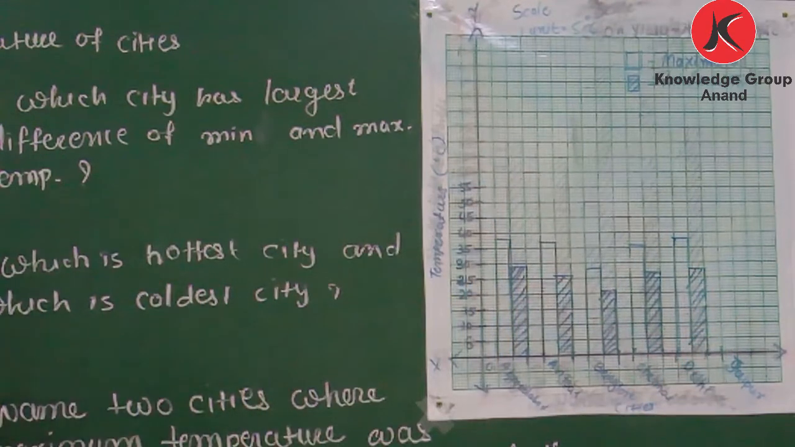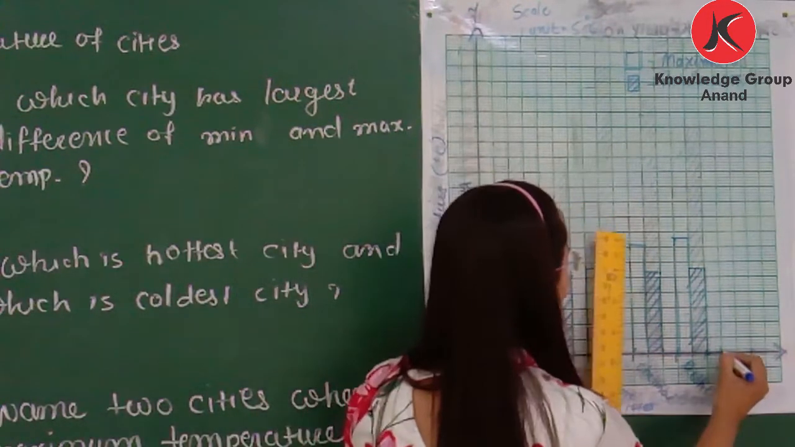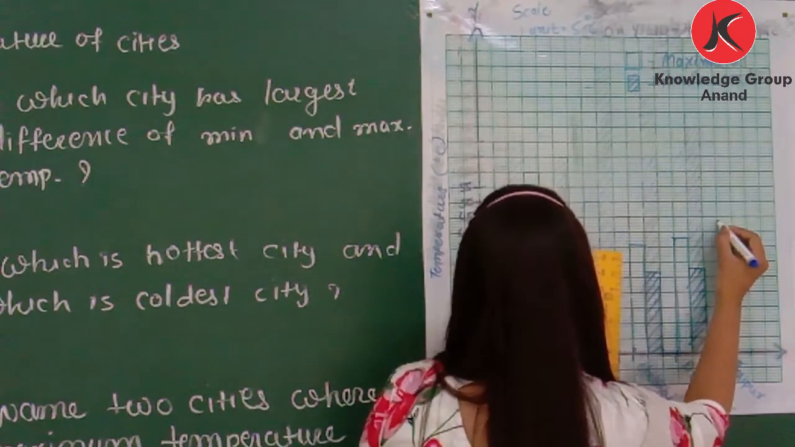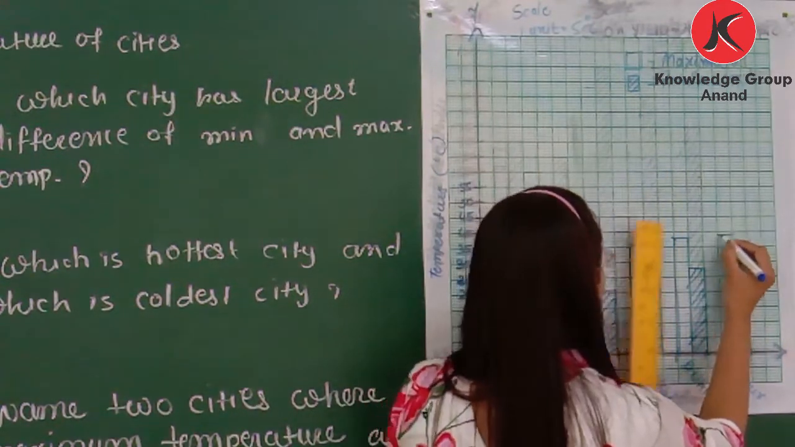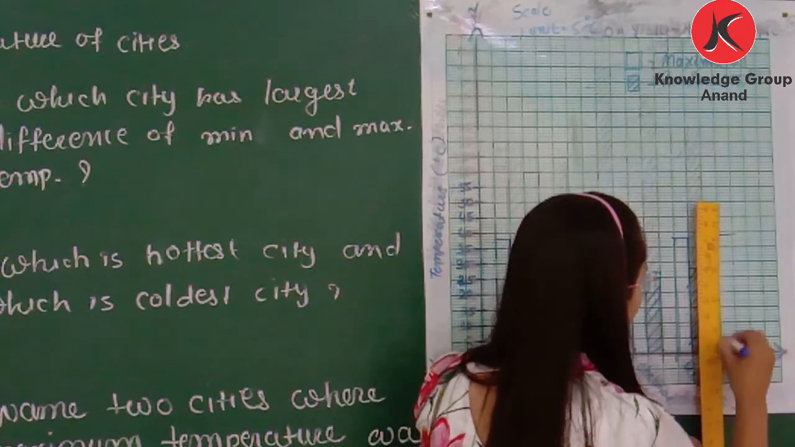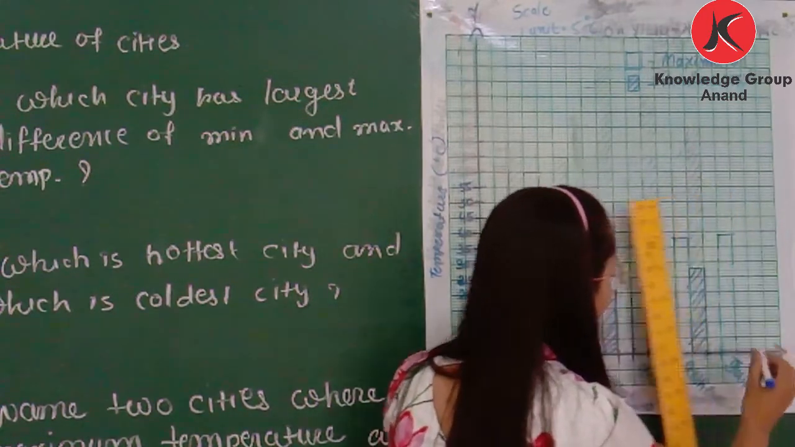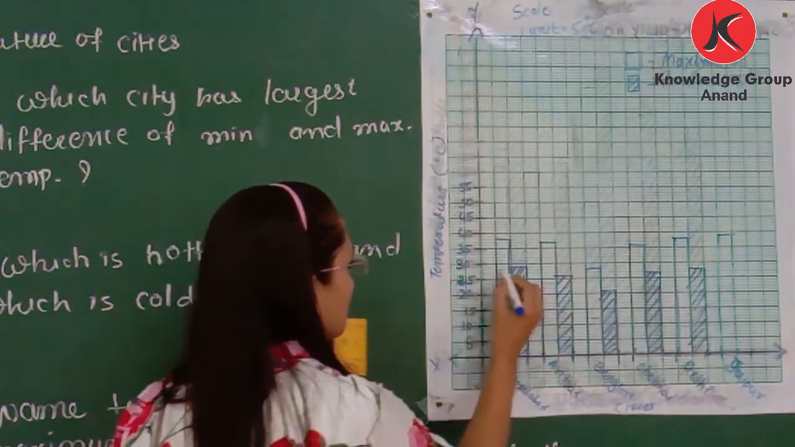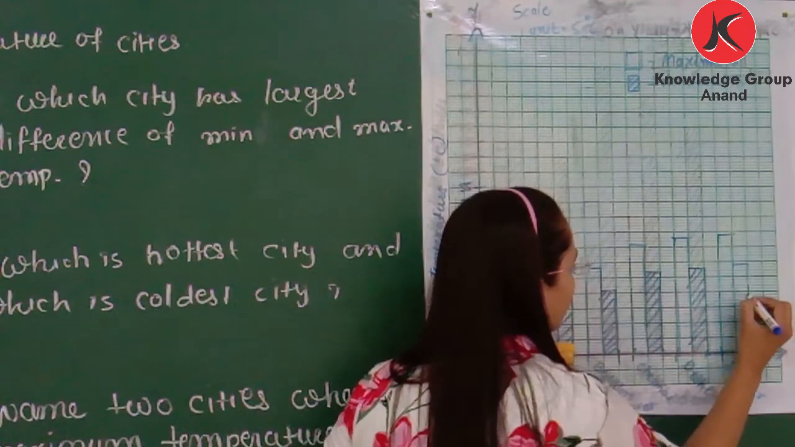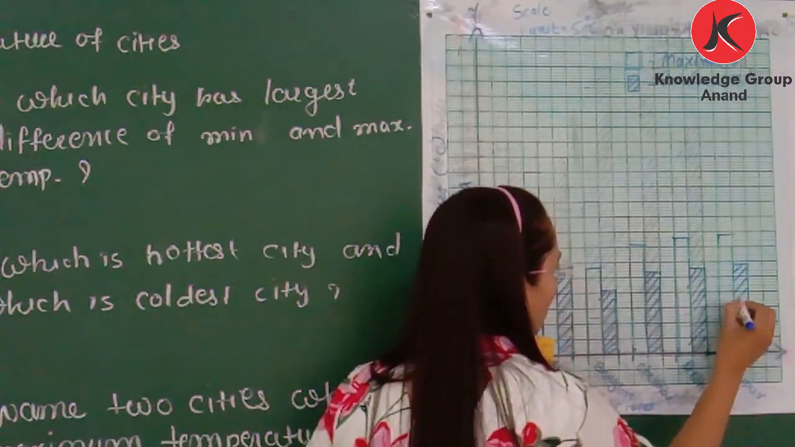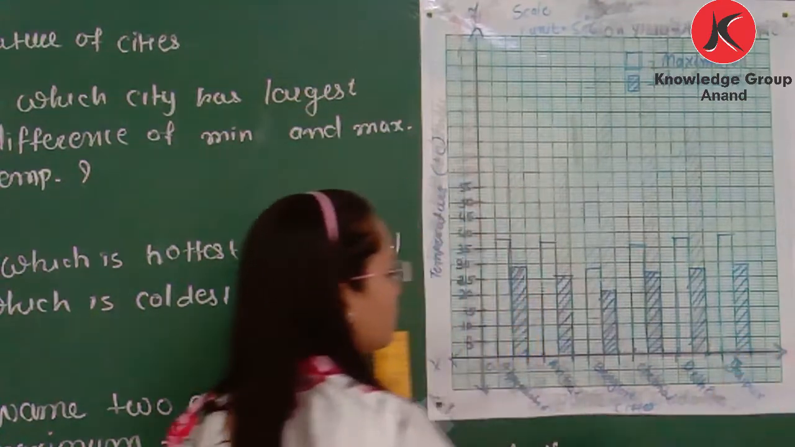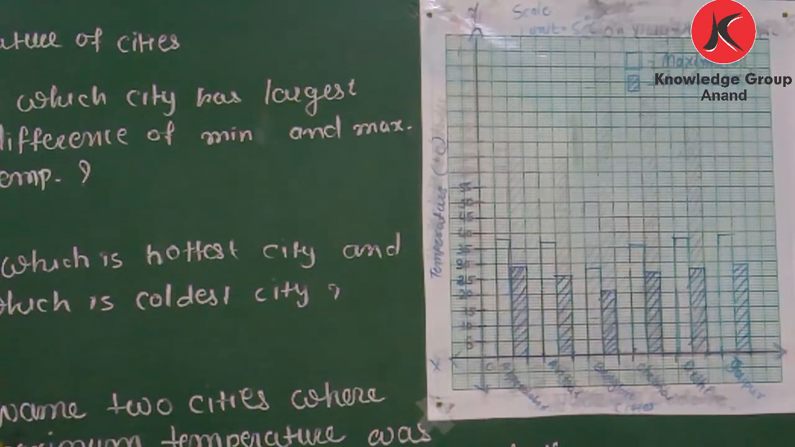Now for Jaipur, maximum temperature is 39 and minimum is 29. So Jaipur maximum temperature is 39. So it will be here. And minimum temperature 29, that is here. You need to draw maximum and minimum temperature for Jammu and Mumbai. Okay, now we will observe this graph and answer the question.